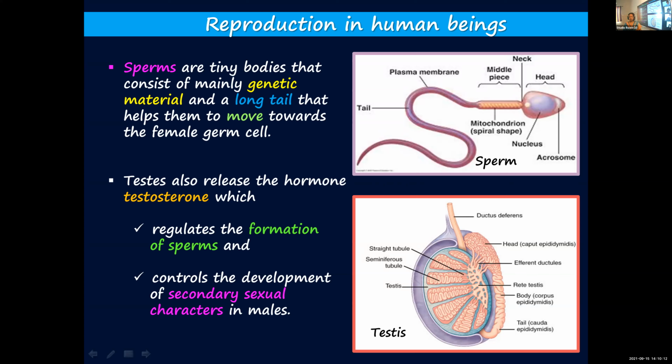Which hormone? Testosterone. And what are the functions performed by testosterone? It regulates the formation of sperms and also controls the development of secondary sexual characters. Like so many characters we mentioned, no? Growth of hair, development of sex organs, then what else? Change in voice. So many secondary sexual characters are developed, and all those are under the control of this particular hormone.